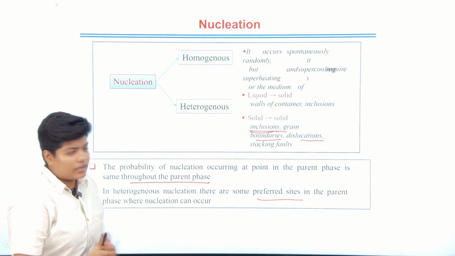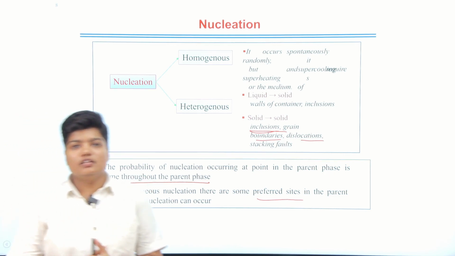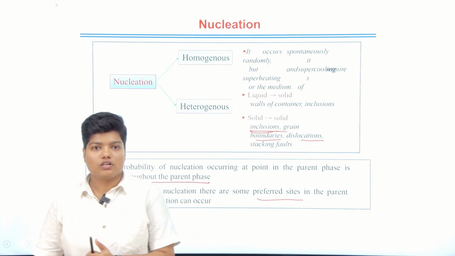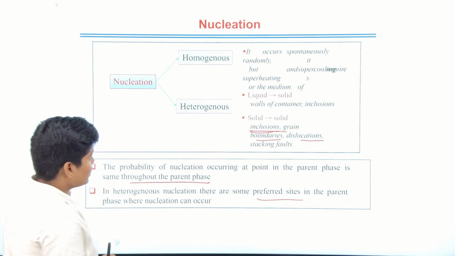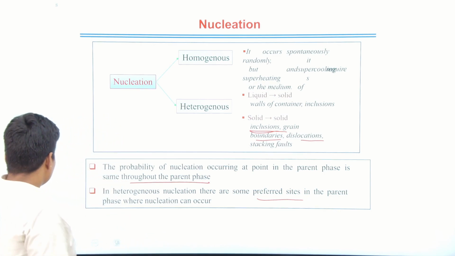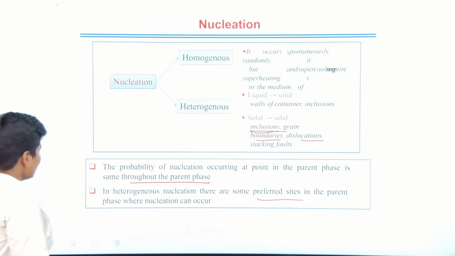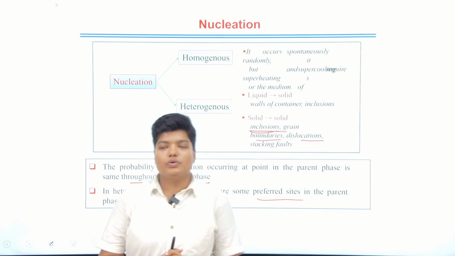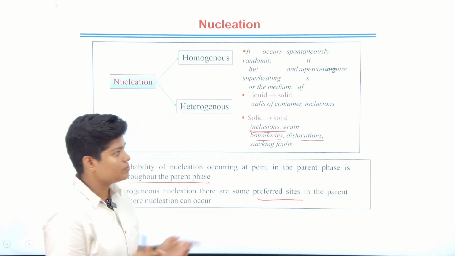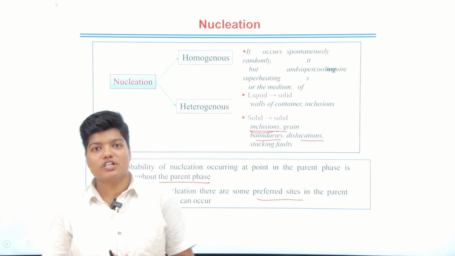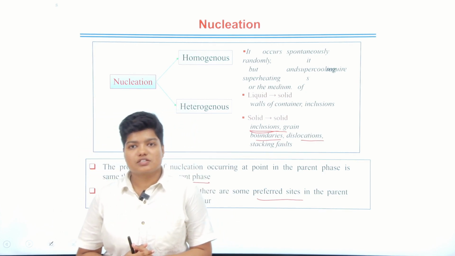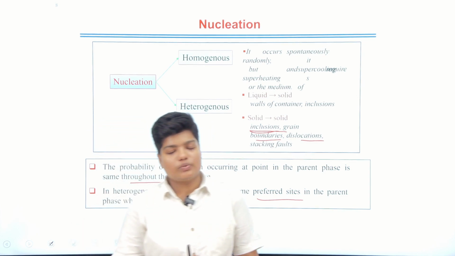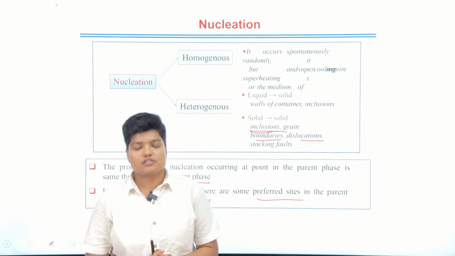So today's class is up to this much. In later classes, we will briefly discuss homogeneous and heterogeneous nucleation, and also the three parameters involved: reduction in Gibbs free energy, interfacial energy, and strain energy. We will briefly discuss these in the later classes. Thank you so much.